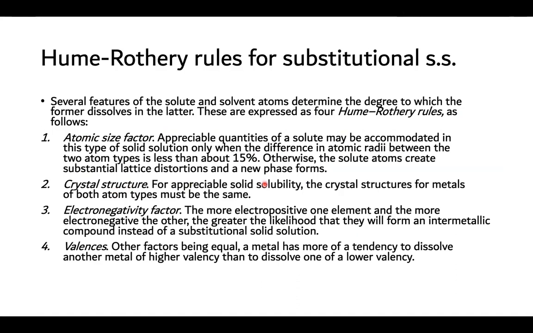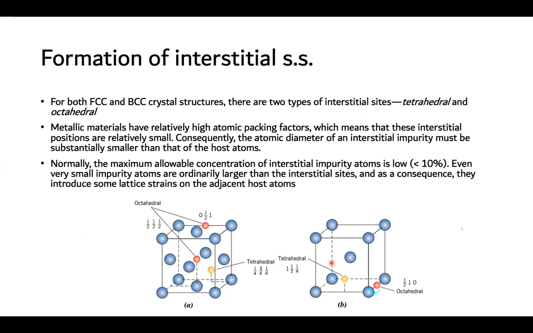For appreciable solid solubility, the crystal structure of the metals of both atoms must be the same. Okay, and the third one is the electronegativity factor, where the more electropositive one element is and the more electronegative the other, the greater the likelihood that they will form an intermetallic compound rather than a substitutional solid solution. So they should have quite similar electronegative or electropositive properties. And then the valencies: other factors being equal, a metal has more tendency to dissolve another metal of higher valency than one of lower valency.